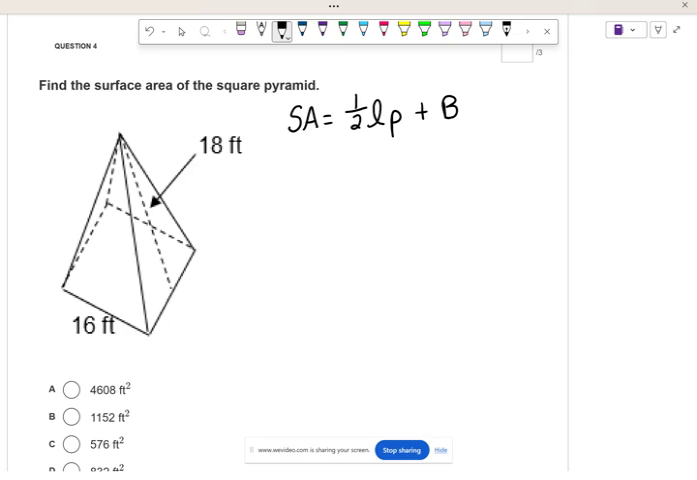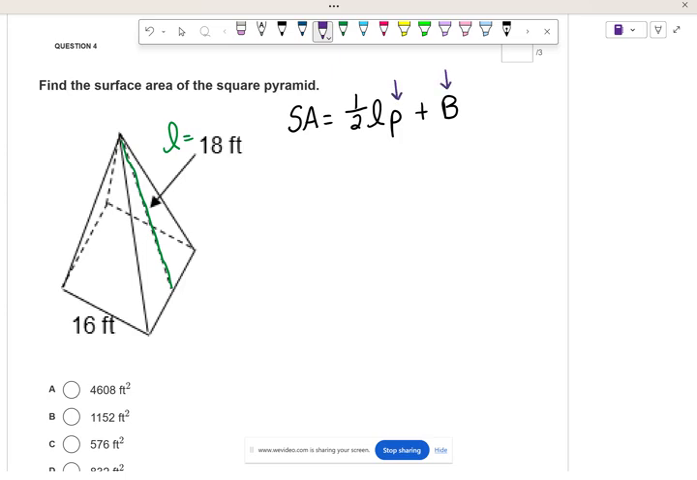All right, so we need the slant height L. The slant height is the height that slants down from the tip top. It's the hypotenuse of our right triangle. The slant height for this square pyramid is 18. We also need P, the perimeter of the base, and big B, the area of the base.